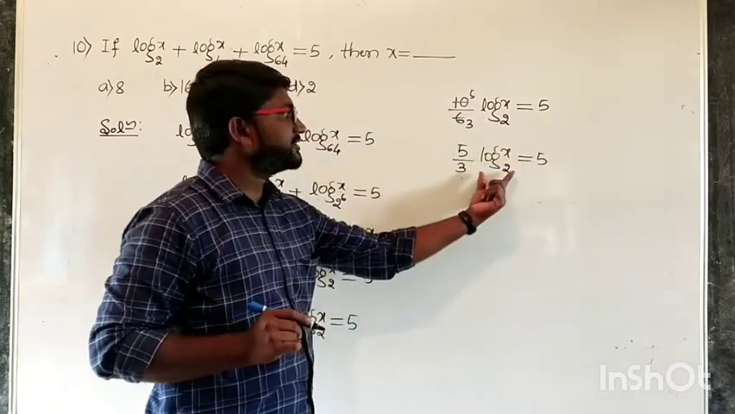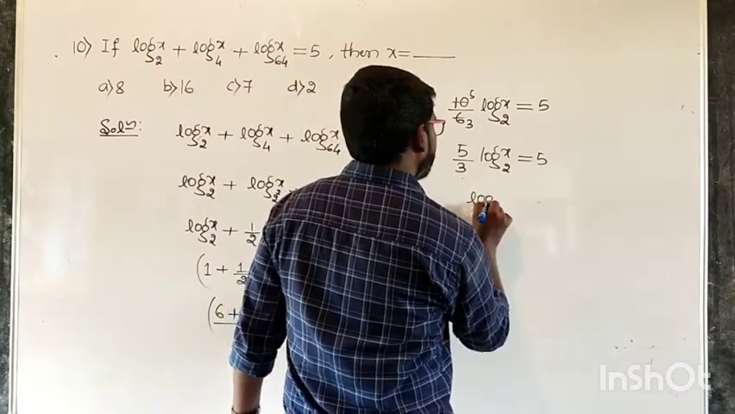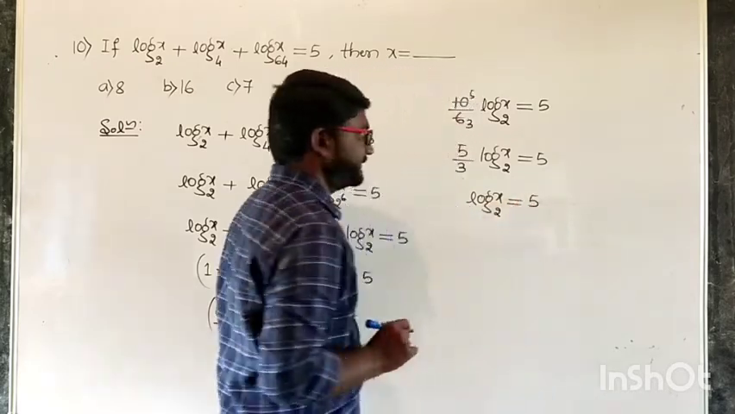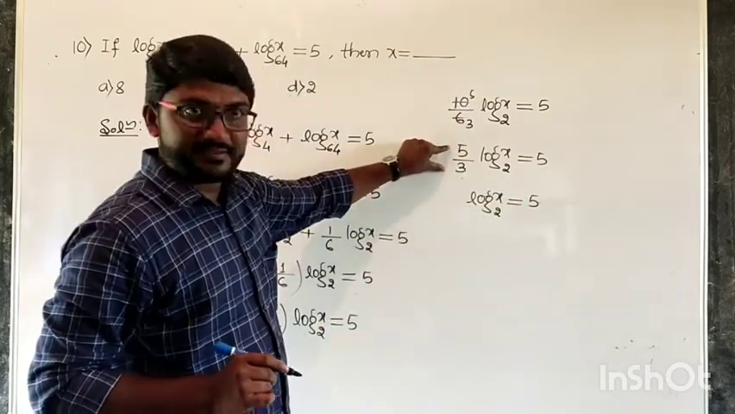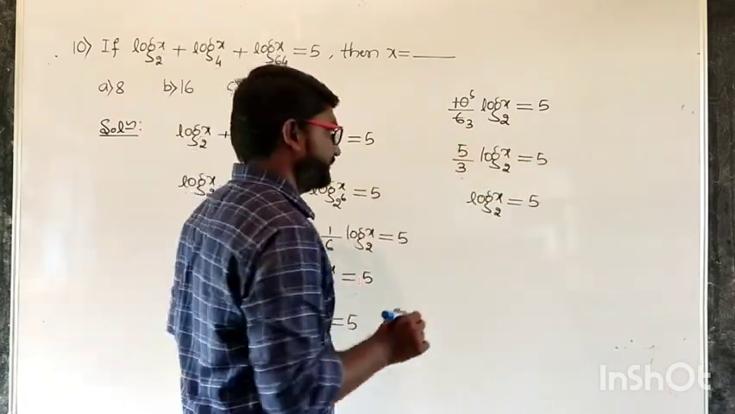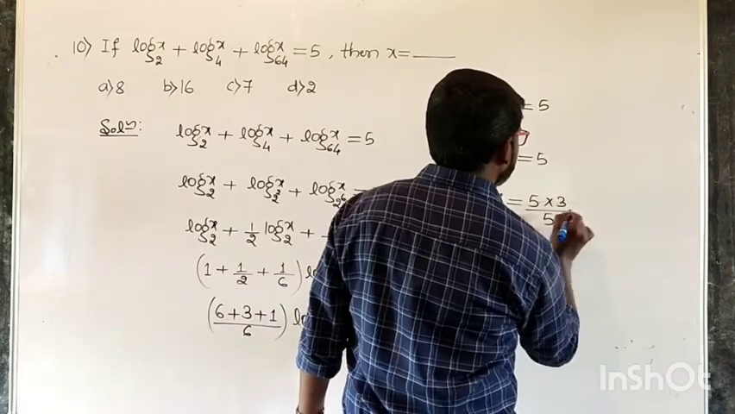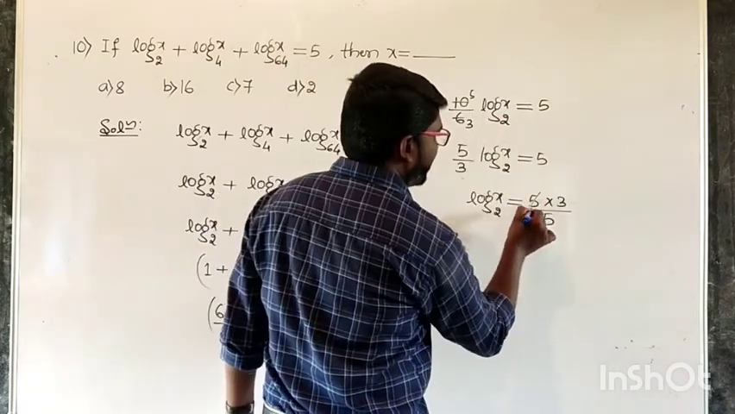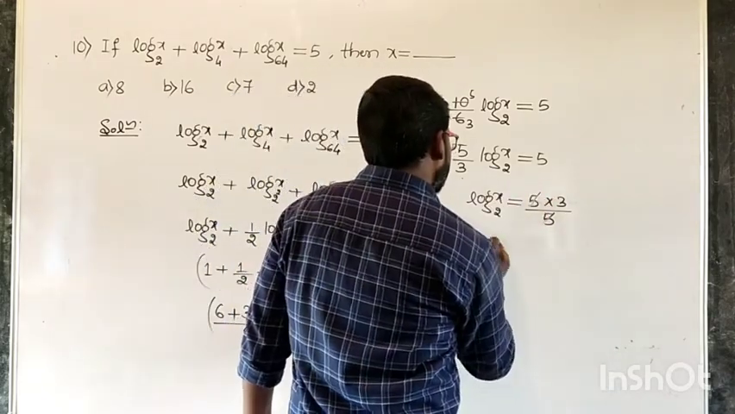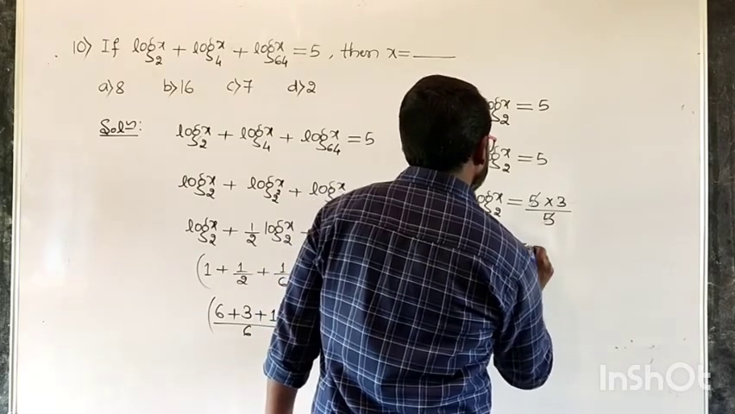So I write log x to the base 2 as it is. Then I write this 5 also as it is. Then I take this term to the RHS: 3 goes to the numerator and 5 goes to the denominator, into 3 divided by 5. Here 5 and 5 get cancelled. We have only 3. Log x to the base 2 is equal to 3.